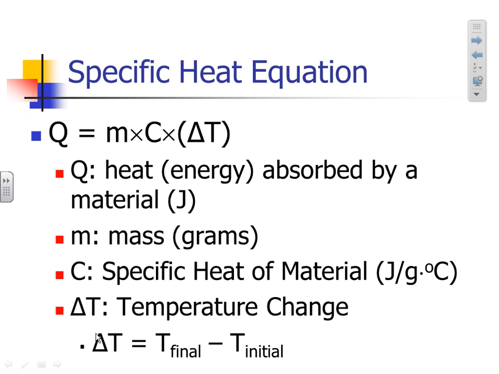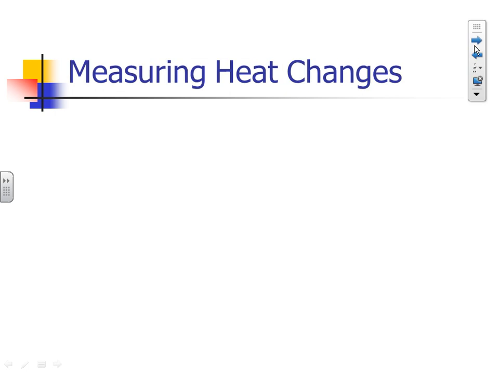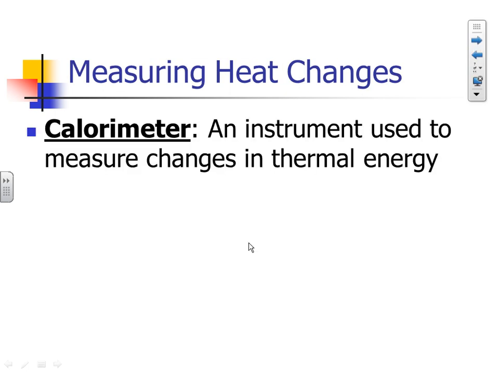The measurements that we make to figure out the amount of energy that is gained or lost in a situation are done using an instrument that is called a calorimeter. The calorimeter is an instrument used to measure changes in thermal energy. So today, that's what we're going to do. We're going to use a calorimeter to measure the changes in thermal energy.